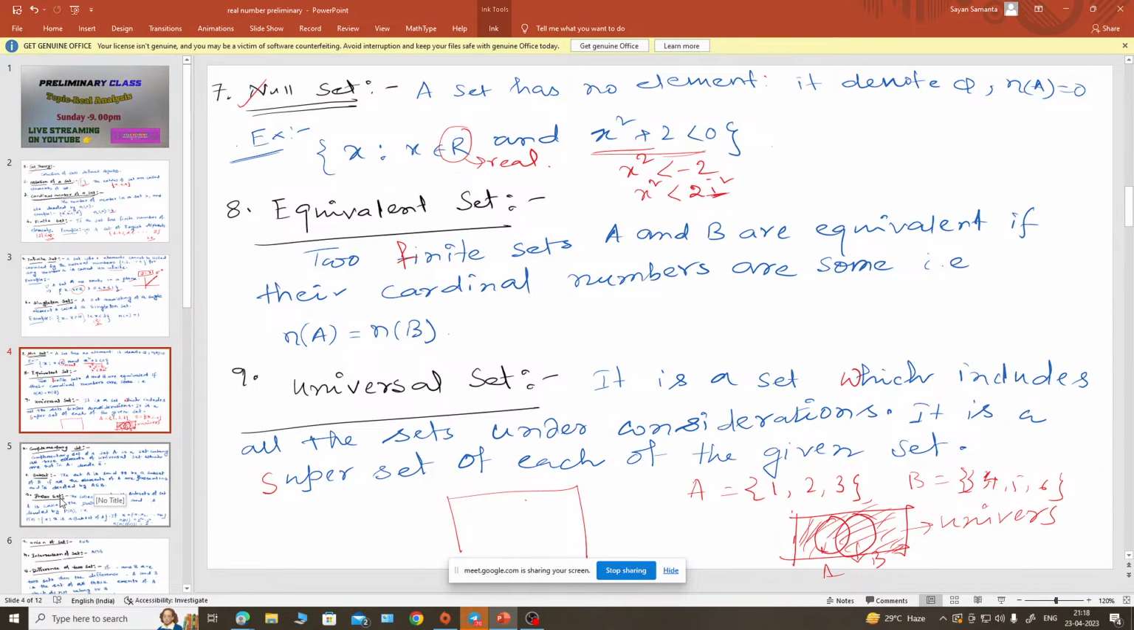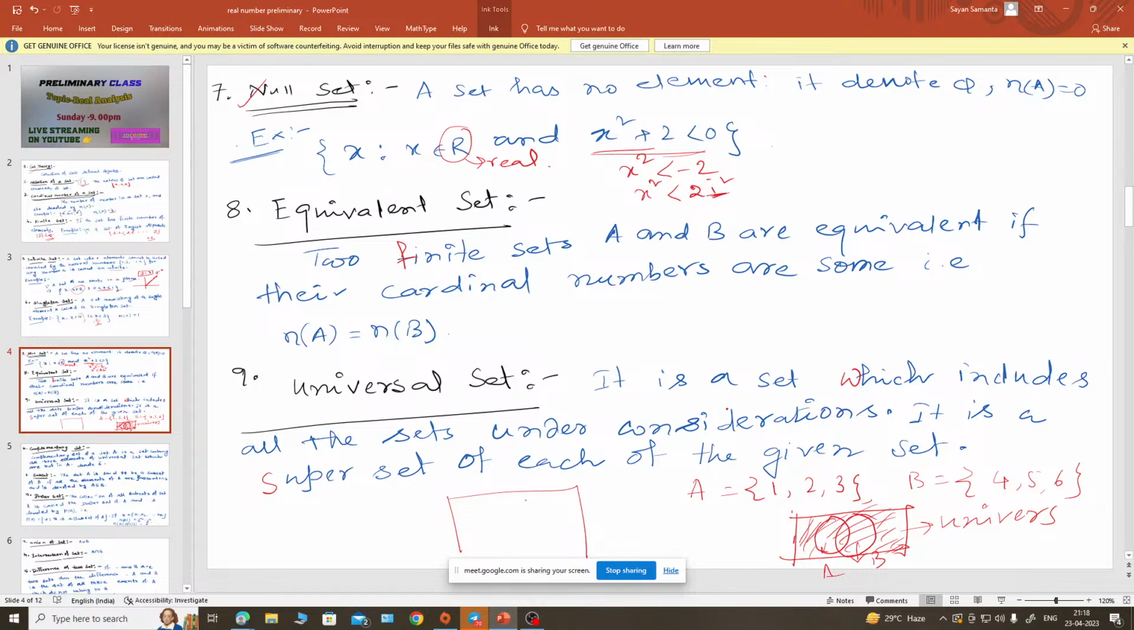A and B are disjoint sets. This is also satisfied. If we consider this example, here A set is 1, 2, 3 and B set we consider 4, 5, 6. They are disjoint. So this is also satisfied, obviously.